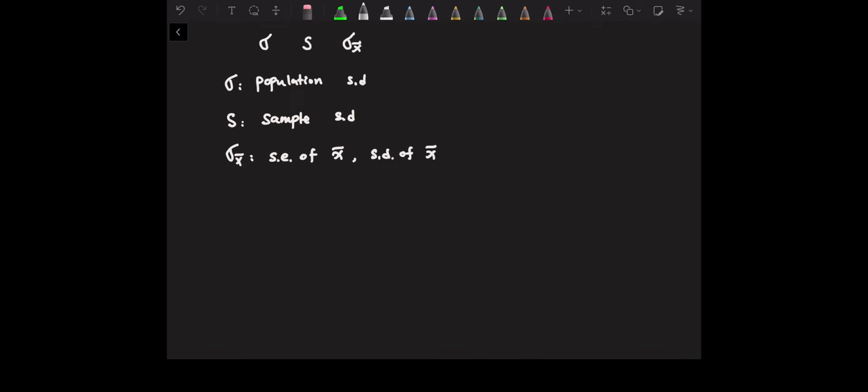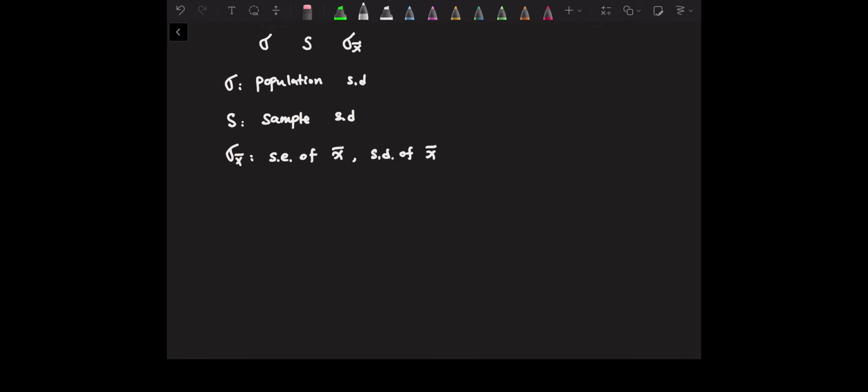Okay, so now let's use the variable x. Let's look at how to calculate each of these. This is a population parameter, a value we can calculate using population data. And this is a value we can calculate using sample data, so this is a sample statistic. But this one is the standard error, or standard deviation of x bar.